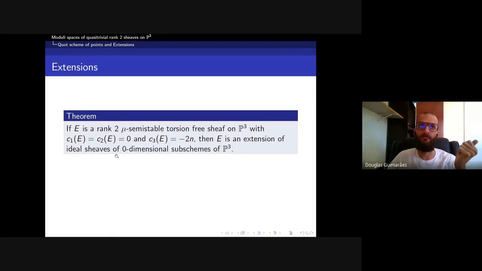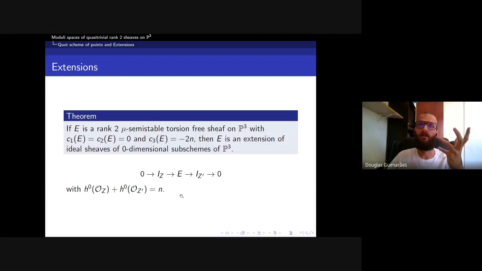And what do I mean by this? This theorem states that every rank 2 mu-semistable torsion-free sheaf with these Chern classes that we are working with can be written as an extension of sheaves of ideals of zero-dimensional subschemes of P3. What do I mean by this? We can fit E in some short exact sequence where Z and Z prime have dimension 0, and the sum of the lengths must be equal to n.